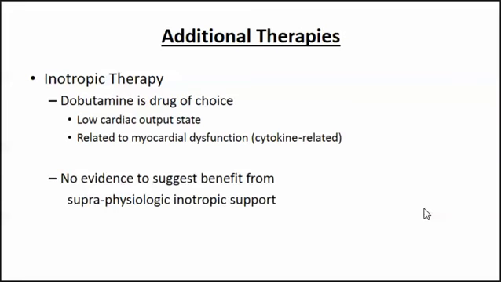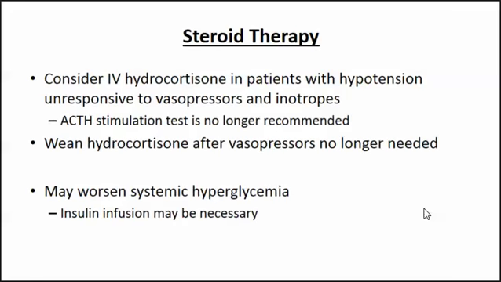In terms of inotropic therapy, remember this is all highly controversial. There is no data, in fact there's some negative data, suggesting that if you shoot for supraphysiologic targets, so if you use an inotropic therapy to really drive cardiac output up, so that you maximize oxygen delivery, that actually has negative consequences for the patient, especially in terms of tachydysrhythmias. This was studied in the late 90s. So dobutamine is the drug of choice if you do need some inotropic therapy, particularly if you have myocardial dysfunction and you have a low cardiac output state. There's no significant evidence, as I've said, to suggest a benefit from supraphysiologic inotropic support.